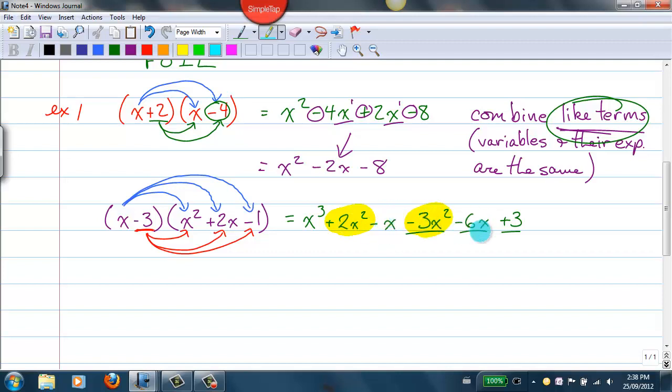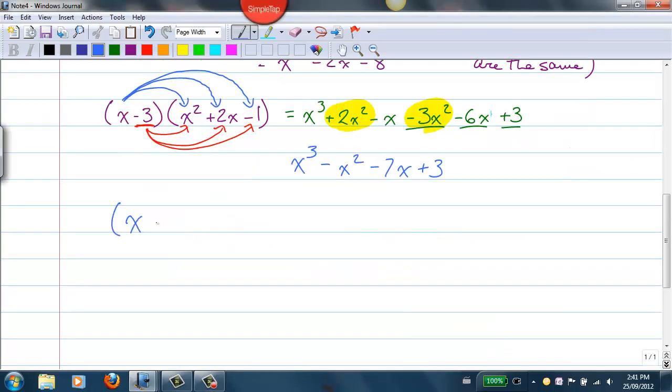Now, where is the positive 2x squared? Positive 2x squared and negative 3x squared are like terms. So I get x cubed, which has no other like term. 2 minus 3, or negative 1, x squared. And then negative 1x and negative 6x combine to make negative 7x plus 3. So x cubed minus x squared minus 7x plus 3. That's the result of multiplying x minus 3 and x squared plus 2x minus 1.